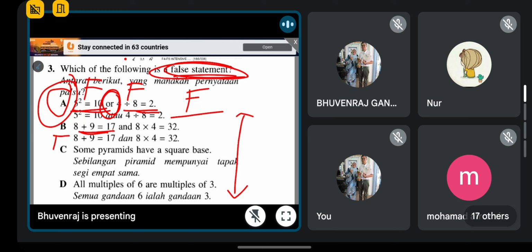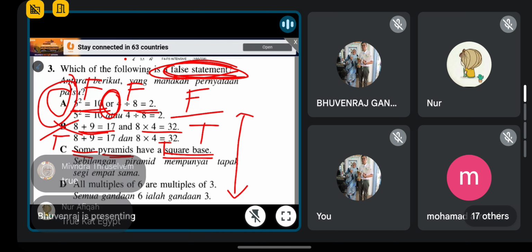Okay, this one is true. This one also true. So anything true plus true, kamu akan dapat benar juga your result. Okay, true. But they want false. So this one wrong lah. B wrong. This one guys. General knowledge this one. Yang ni pengetahuan am. Some pyramids have a square base. Do you think this is true guys? True or false? Can you all tell me?